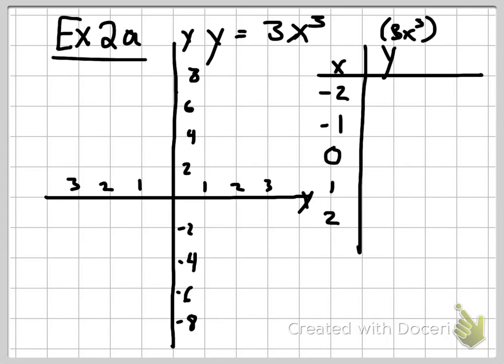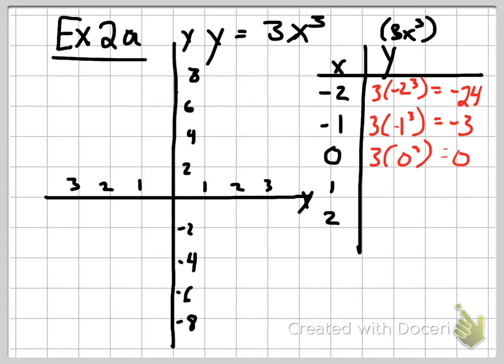Alright, you should have set up an xy chart where y is 3x cubed. So 3 times -2 cubed equals -2 cubed is -8 times 3 is -24. 3 times -1 cubed is -1 times 3 equals -3. 3 times 0 cubed equals 0. 3 times 1 cubed equals 3. 3 times 2 cubed equals 24.